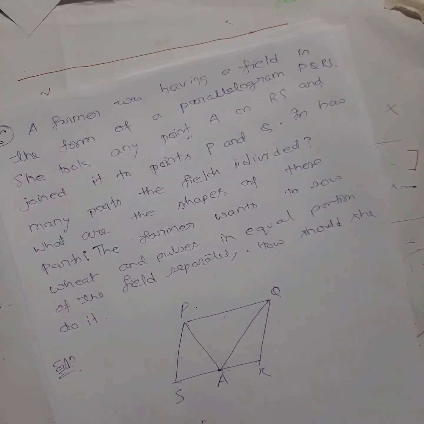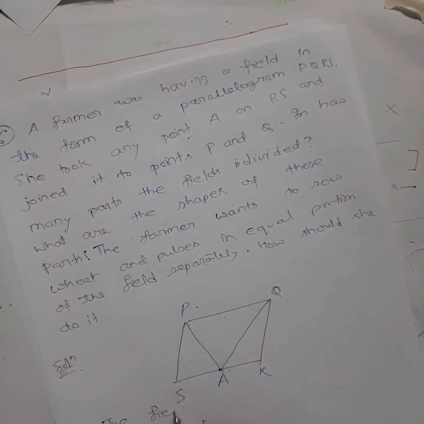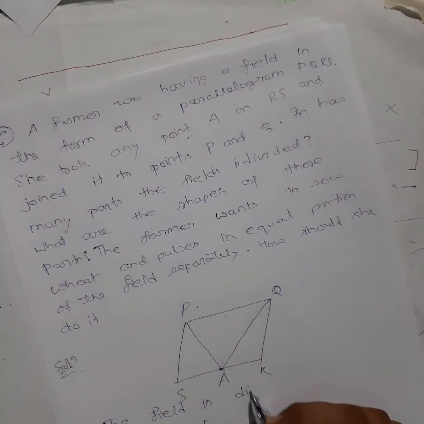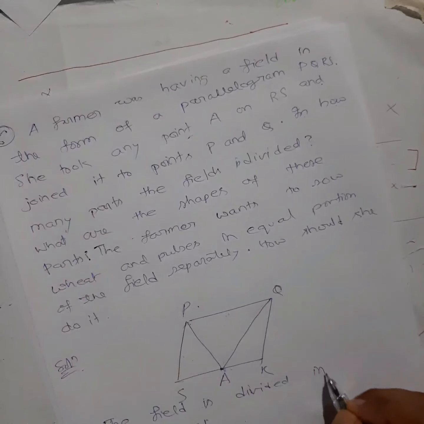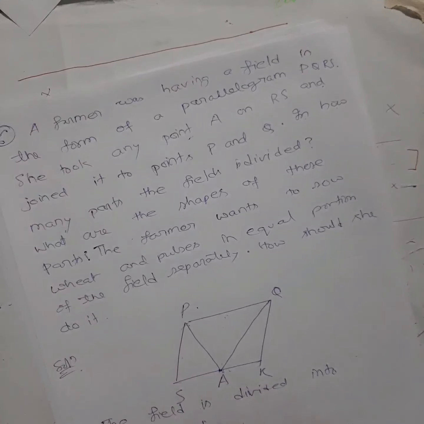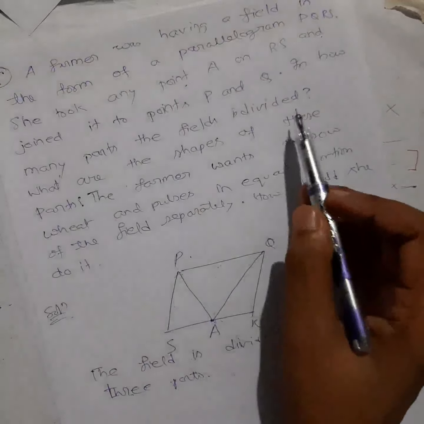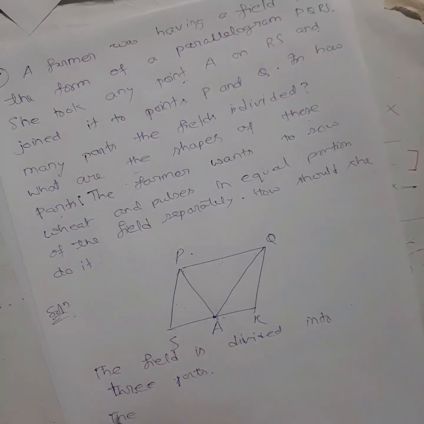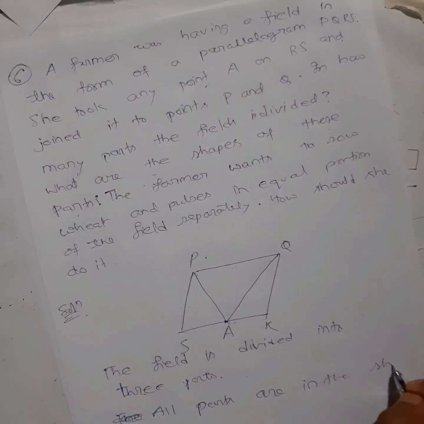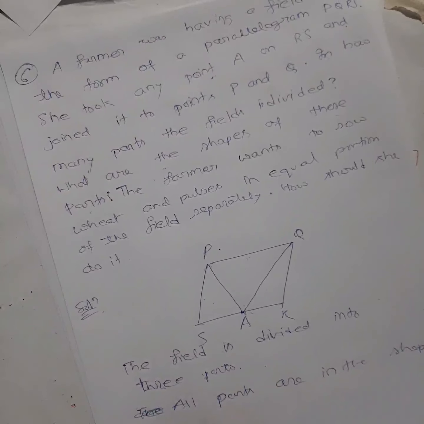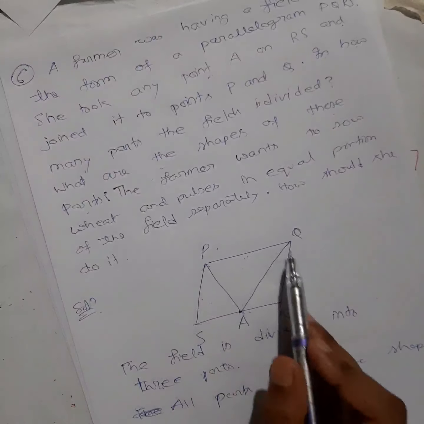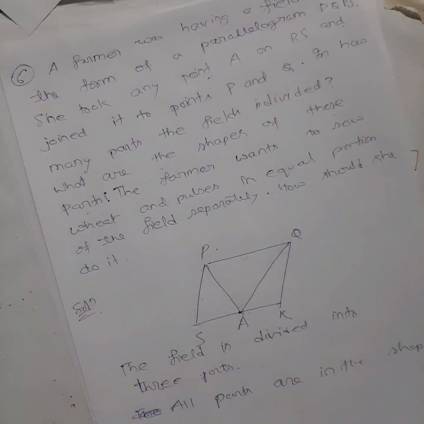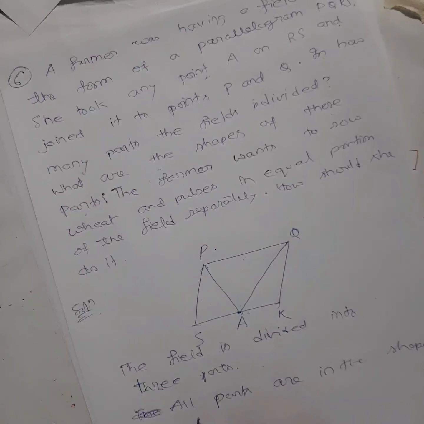Three parts. The field is divided into 3 parts. Okay. Next, what they ask: what are the shapes of these parts? All parts are in the shape of a, what shape is it? Triangle. All parts are triangles, right? All parts are in the shape of a triangle.